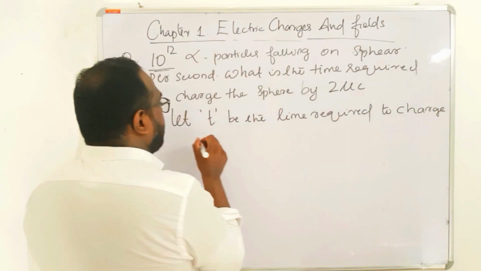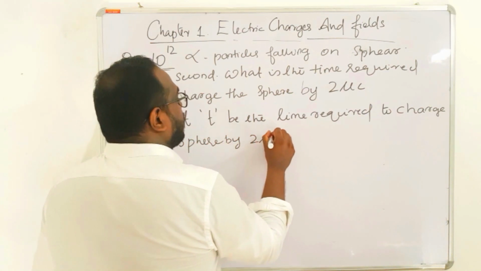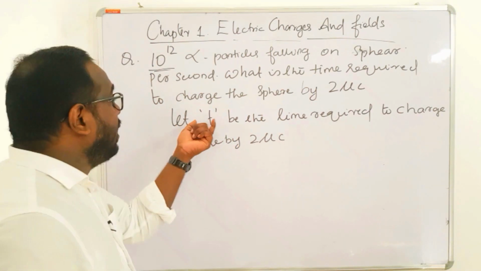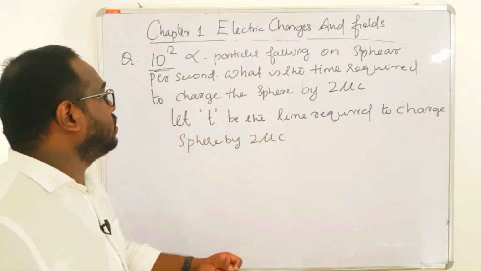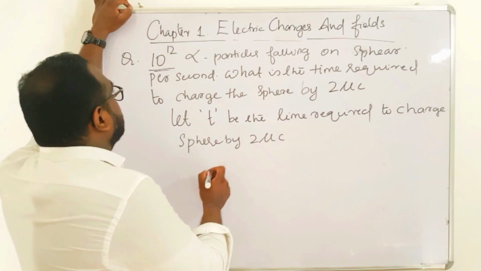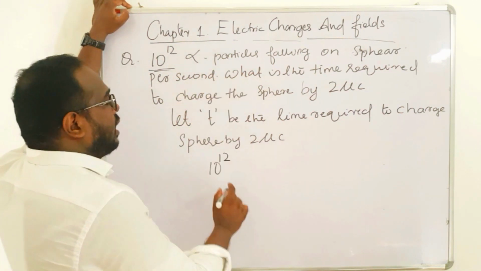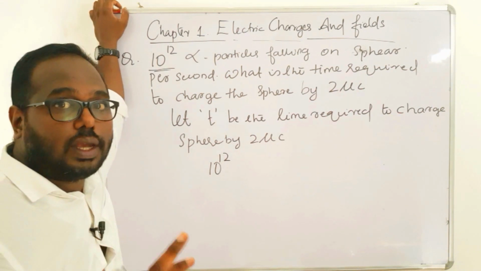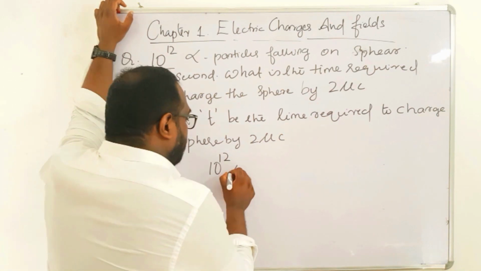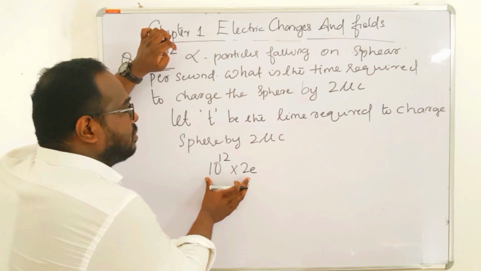To charge the sphere by 2 microcoulomb. This is the time required to charge it. Let T, which we don't know and have to find out, be the time required to charge the sphere by 2 microcoulomb. So what we have to do is 10 raised to 12. What is an alpha particle? An alpha particle is the nucleus of helium. The nucleus of helium is proton plus 2E, so into 2E. This much charge is falling per second.